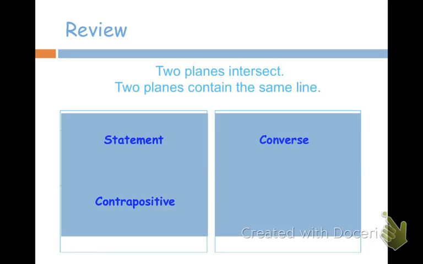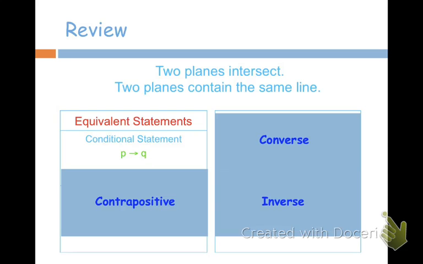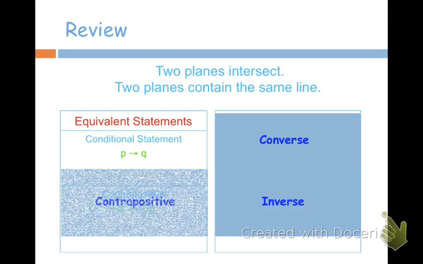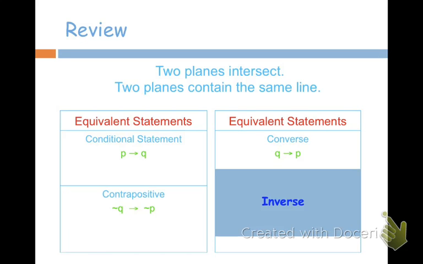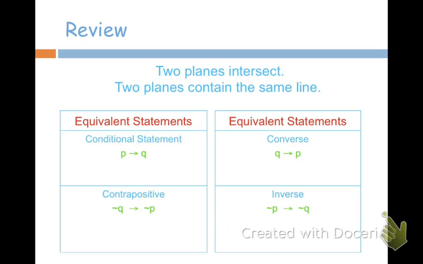Let's take a look at the four types of statements we can make. The first statement we're going to do that we saw before is P implies Q. If P, then Q. That's our conditional statement. Equivalent to that is the contrapositive we just saw. If not Q, then not P. Well, what's the converse of the conditional statement P implies Q? That would be Q implies P, or if Q, then P. And then the inverse is if not P, then not Q.